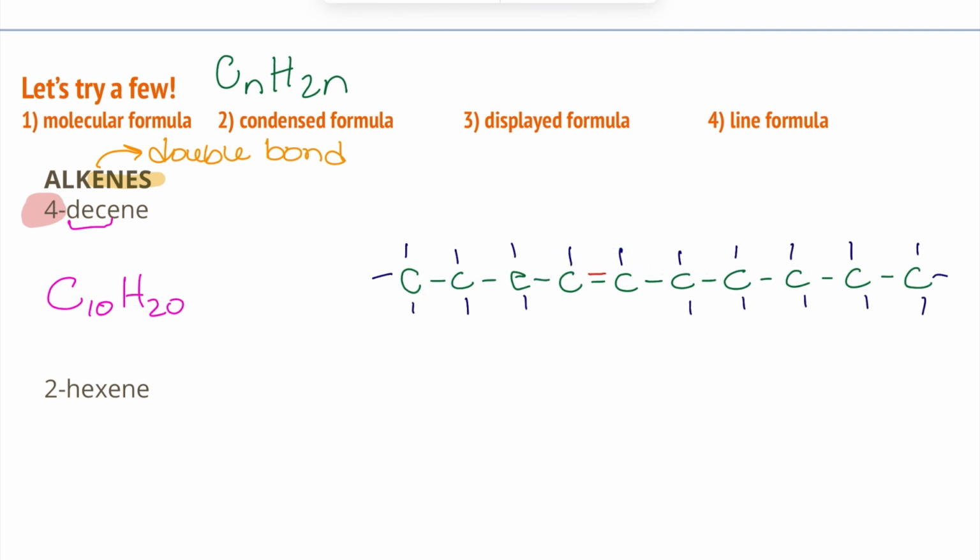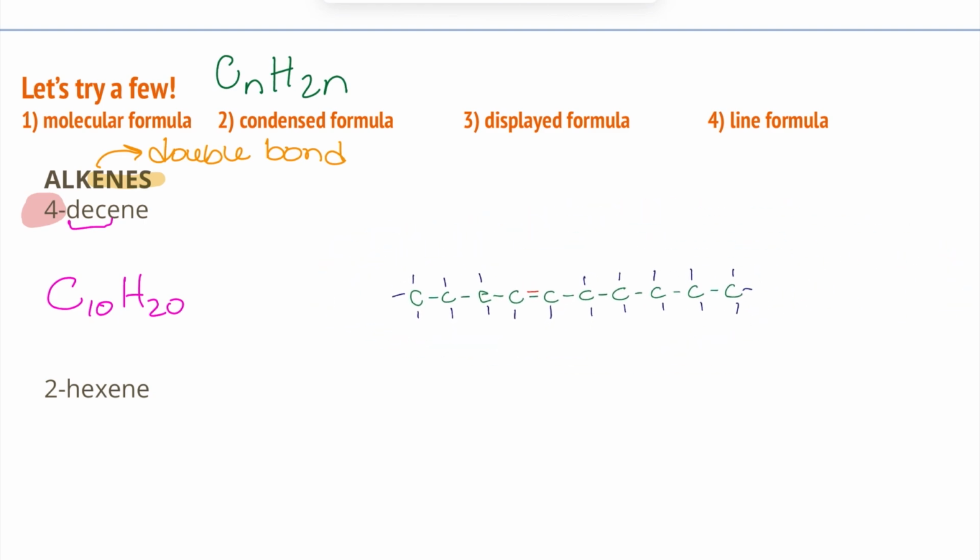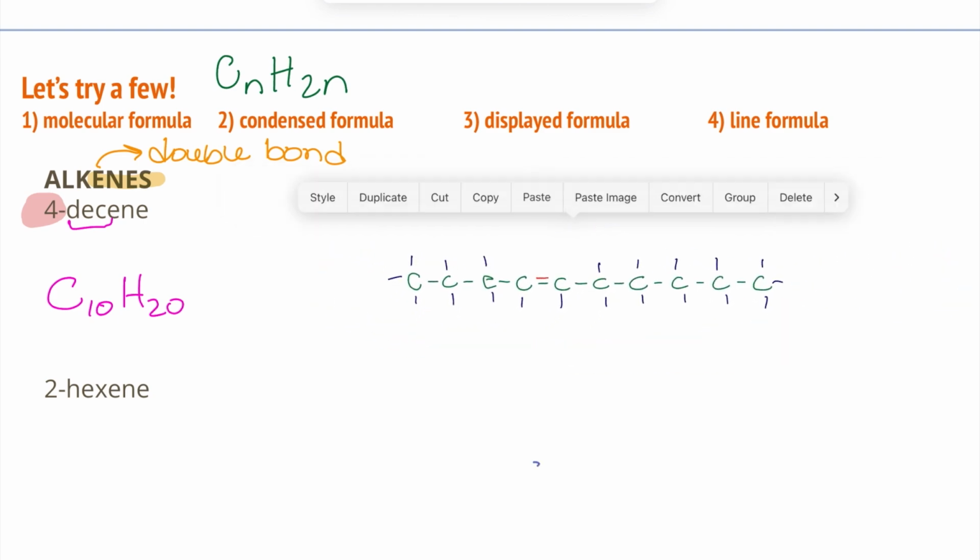I put these above my carbons. You could have easily put them below. It doesn't matter where you are actually putting that hydrogen, but each of these needs 1 of those hydrogens. So this is my displayed formula. And again, it's pretty long. And so when we have those larger formulas, having the line formula is going to be a little bit easier to draw.